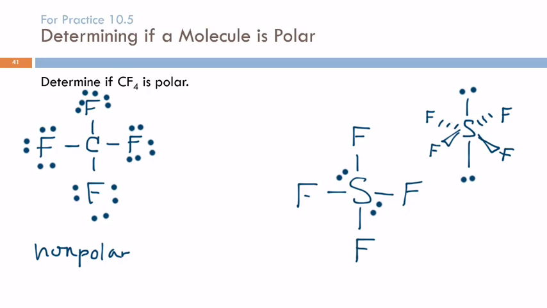What is the geometry of that molecule? It's square planar, right? The fluorine atoms all have the same electronegativity, so the strength of the dipole moment for all of these is the same, and they're going off in opposite directions. Is this a polar molecule? No, it's nonpolar. So my shortcut method doesn't always work.